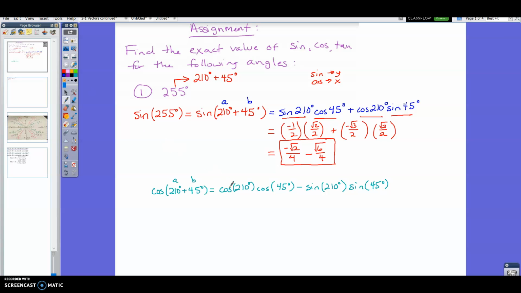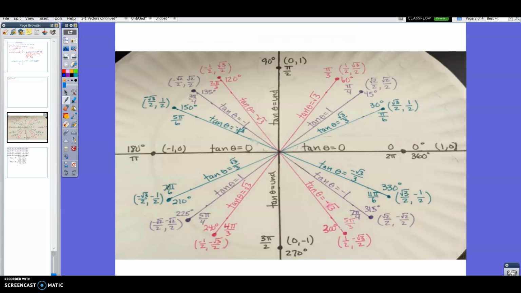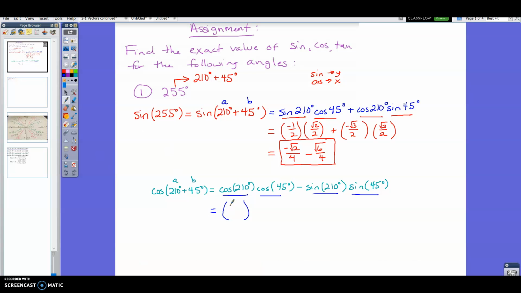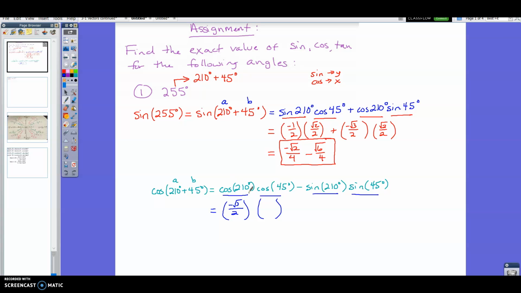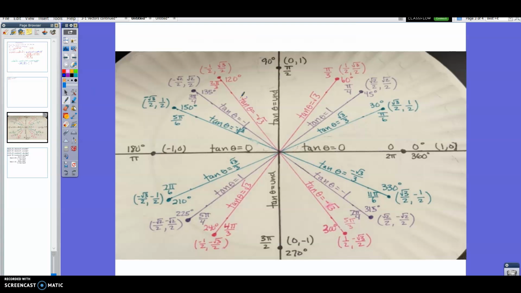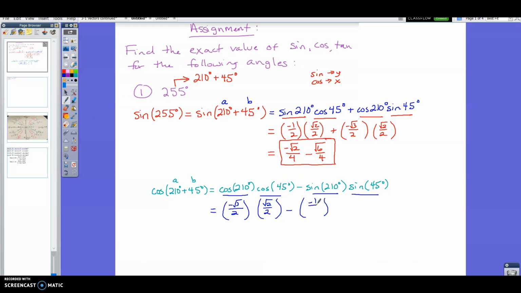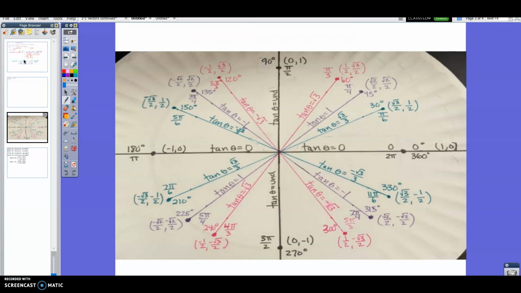So again, just like the last one, we are going to replace these values with the values from our unit circle. So the cosine or x value at 210 is negative square root of 3 over 2. The cosine at 45 degrees, or x value there, is square root of 2 over 2. We have minus. The sine is the y value at 210, which is negative 1/2, times the sine at 45, or y value there, which is square root of 2 over 2.